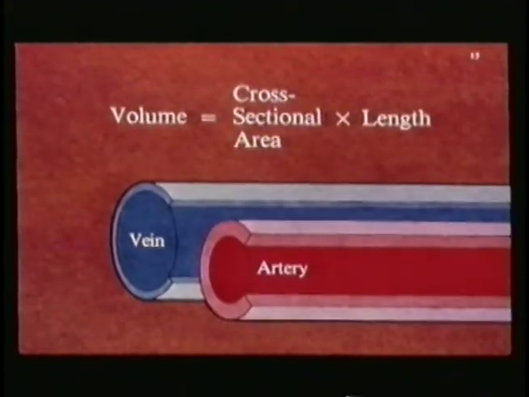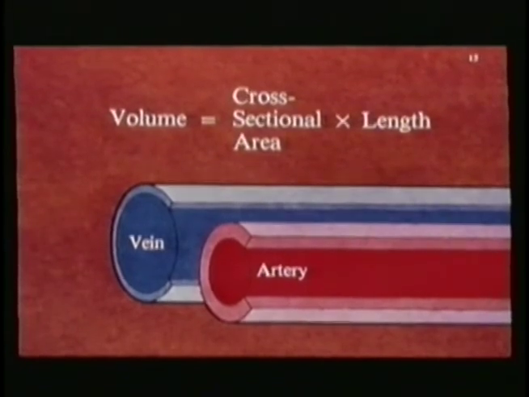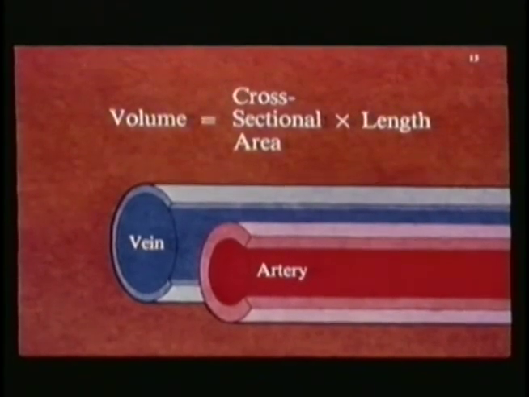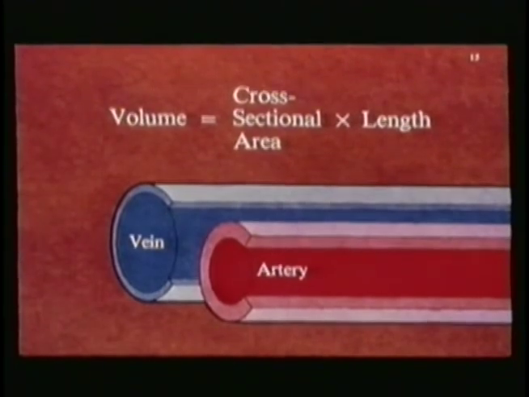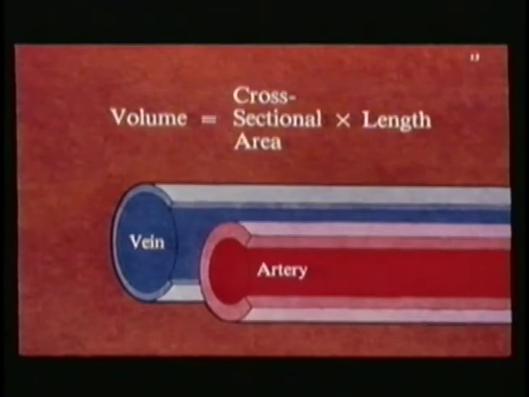15. The volume of a vessel is equal to the product of its cross-sectional area, A, and its length, L. Since arteries and veins have essentially the same length, and since the cross-sectional area of veins is approximately twice that of corresponding arteries, it follows that veins contain twice as much blood as arteries.